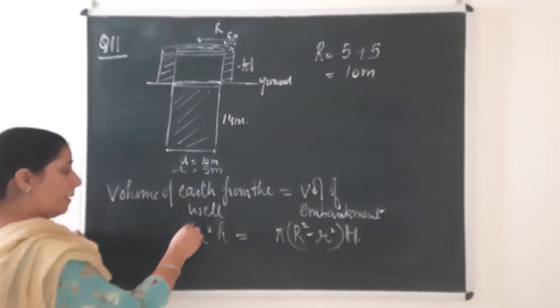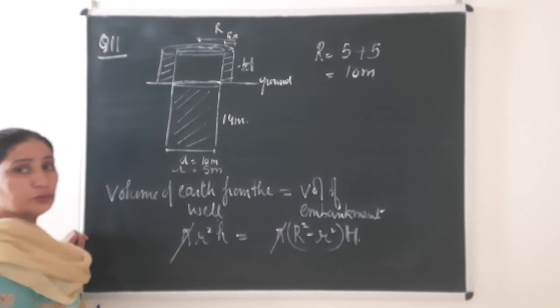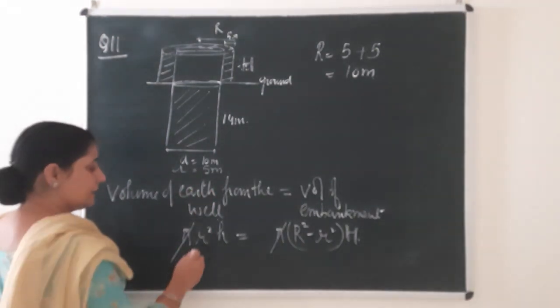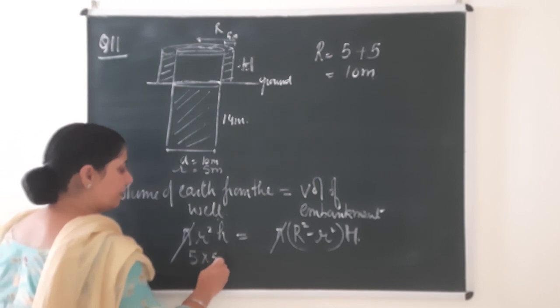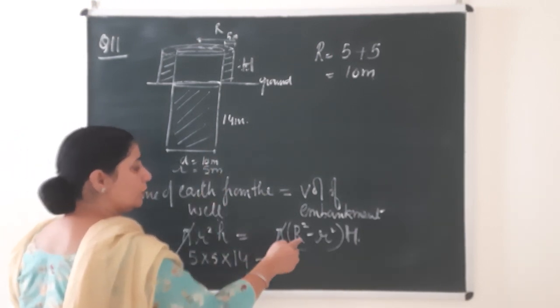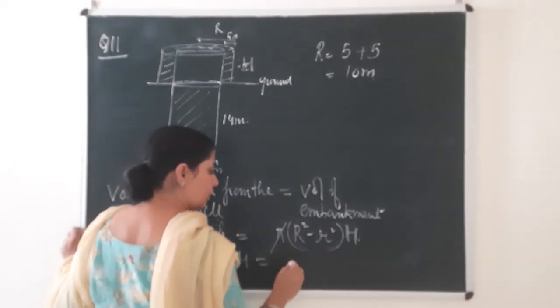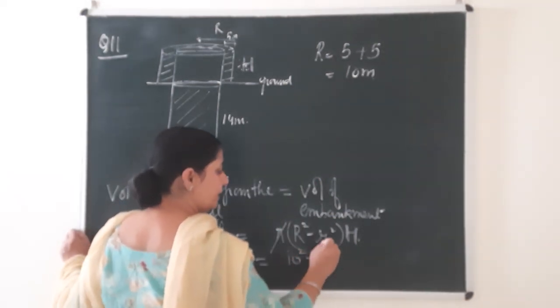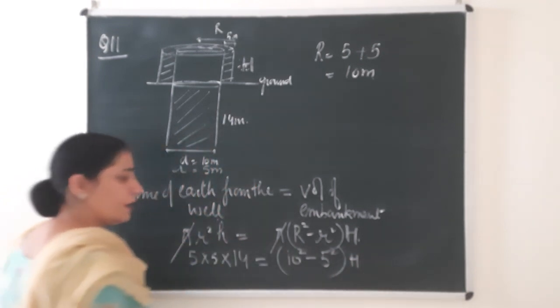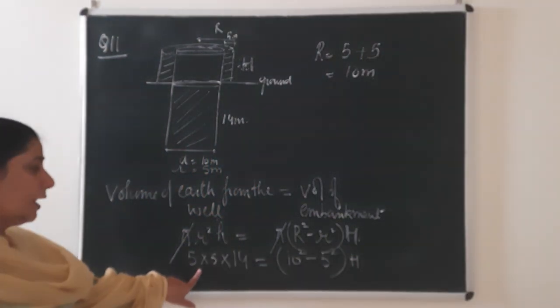Now see, pi from both sides you cancel. Pi and pi get cancelled. The radius of r is 5, so 5 multiplied by 5 into 14 is equal to capital R, that is 10 square, beta, minus small r, that is 5 square, into h. Now how do you do the calculation?